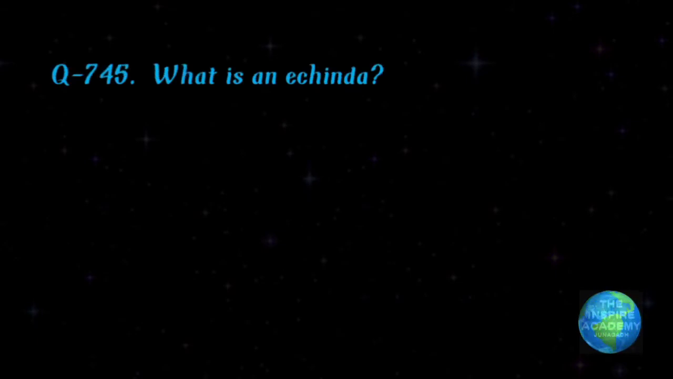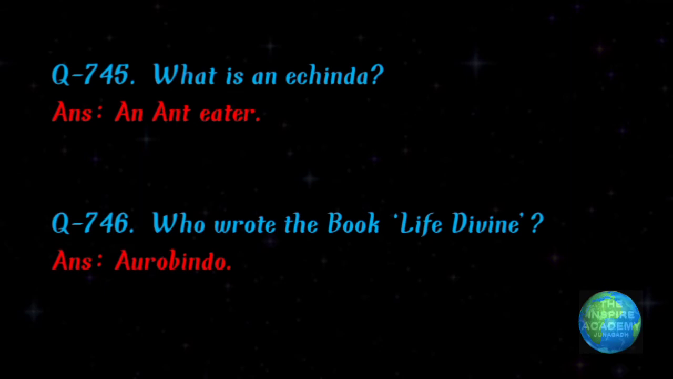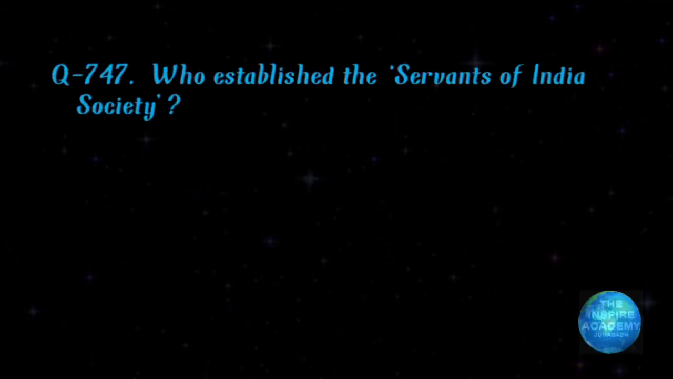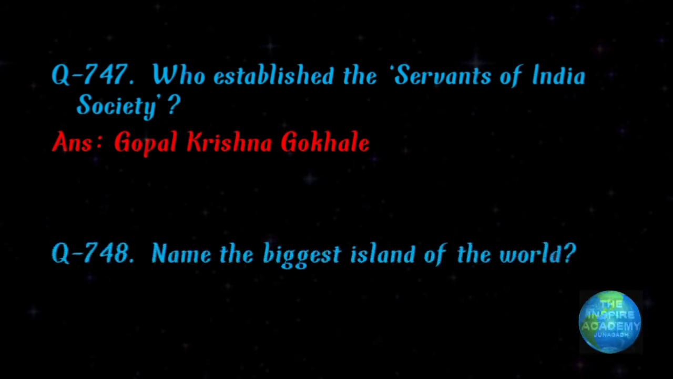What is an echidna? An ant-eater. Who wrote the book Life Divine? Aurobindo. Who established the Servants of India Society? Gopal Krishna Gokhale. Name the biggest island of the world. Greenland.